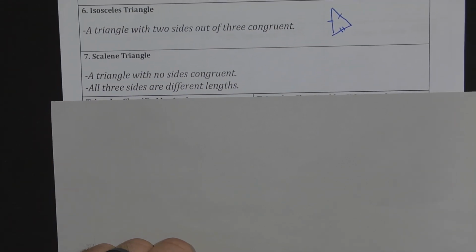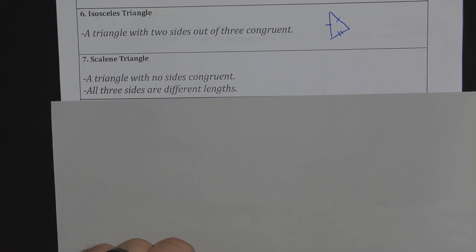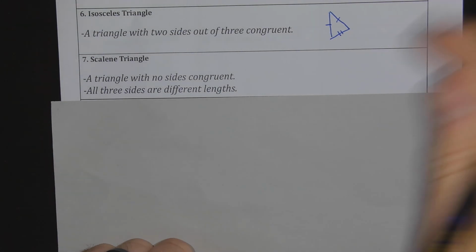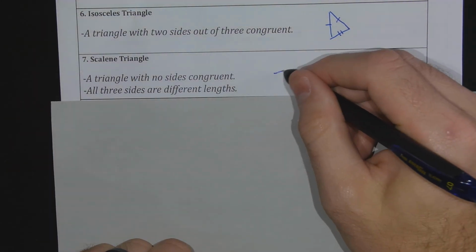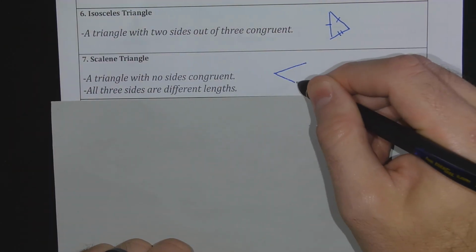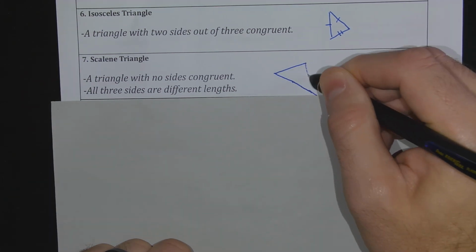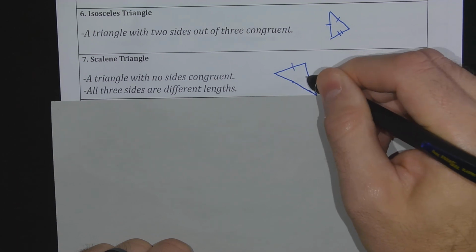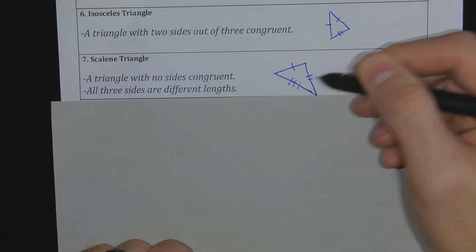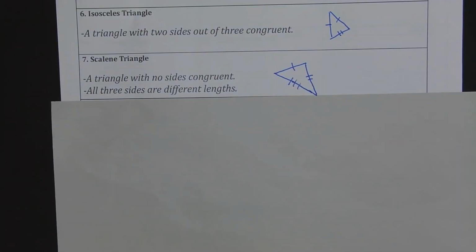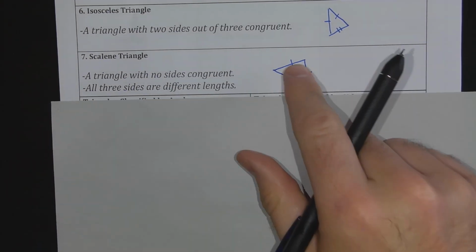The last one, a scalene triangle. A scalene triangle is a triangle with no sides congruent. All 3 sides are different. So if I were to draw this, attempt to draw a triangle with 3 different lengths, like that. So we see a triangle with 3 sides, and each one has a different set of tick marks. Then you know for a fact that none of the sides match because none of the tick marks match.